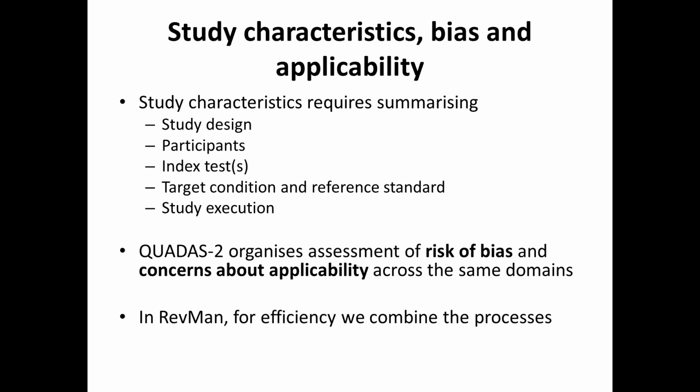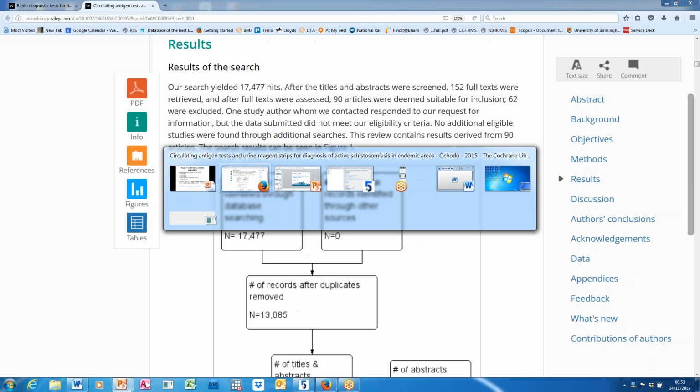So as I said, QUADAS-2 organizes our assessment by those parts of the question. When we were programming RevMan for these reviews, we said, well, actually, those are exactly the same components that you look at when you fill in your characteristics of studies table. And wouldn't it be a good idea if the two things were done at the same time? That would make it more efficient. So we'll just have a quick look at RevMan, if I can get to RevMan.